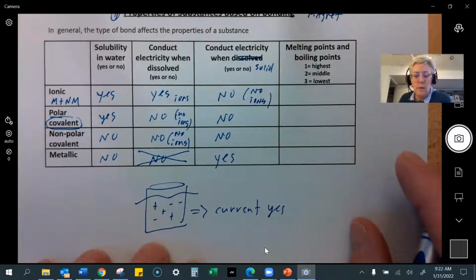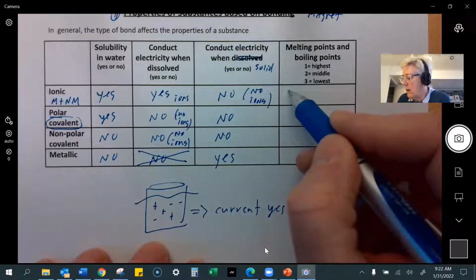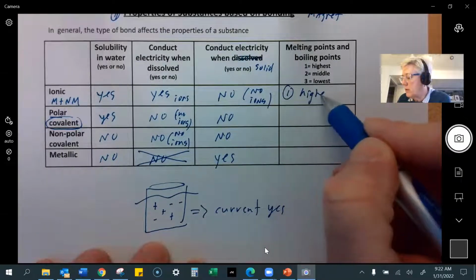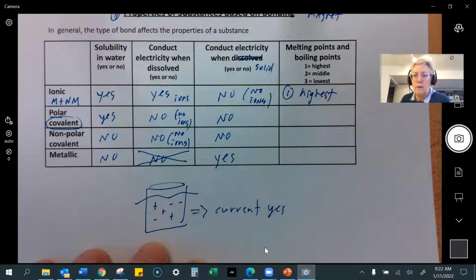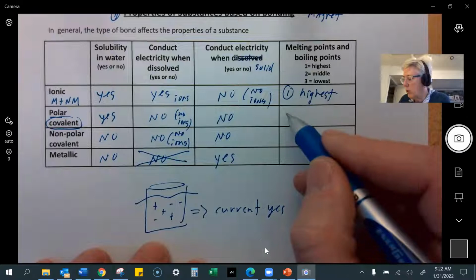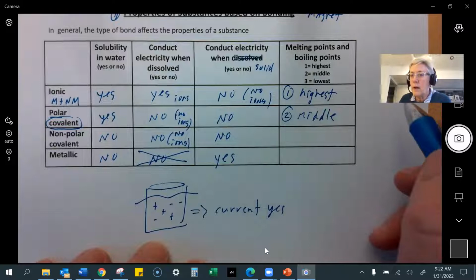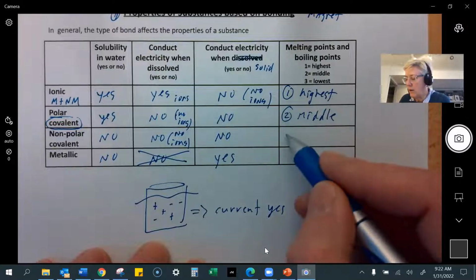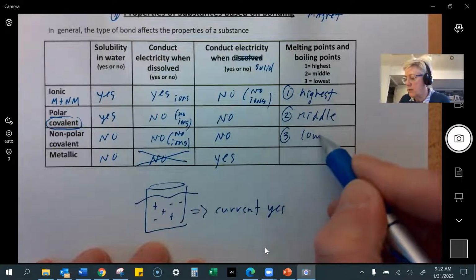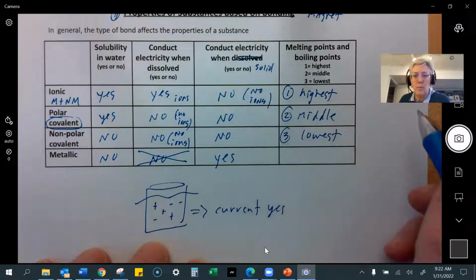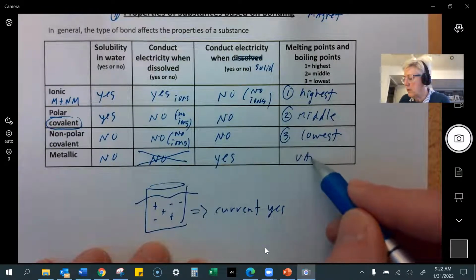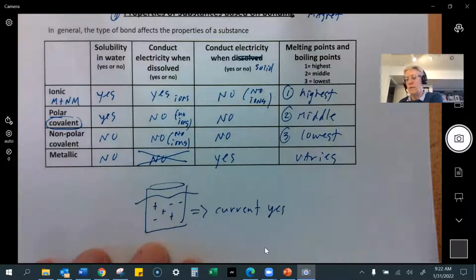All right, and then melting points and boiling points. Ionic compounds have the highest melting points and boiling points because those charges are held together tightly. The positive and negative charges are held tightly together, so you have to add a lot of energy to make it melt or boil. Polar covalent have the middle. Their melting points aren't quite as high as ionic, but they're higher than the non-polar covalent, which has the lowest melting points and boiling points. And for metals, the melting points and boiling points vary.